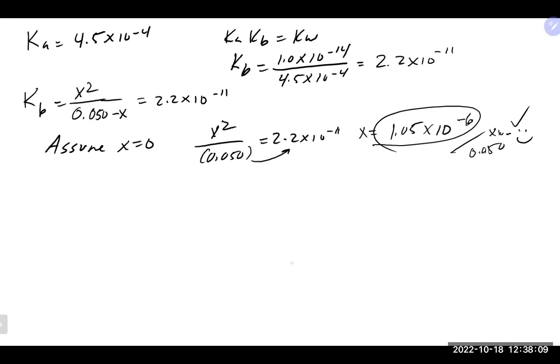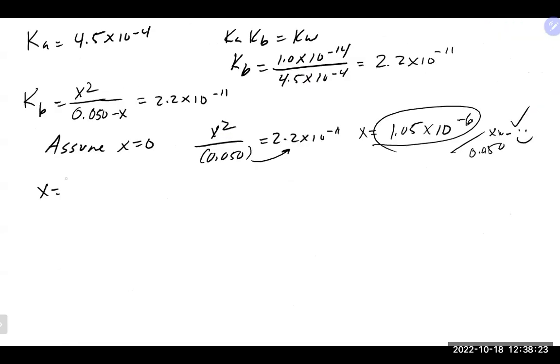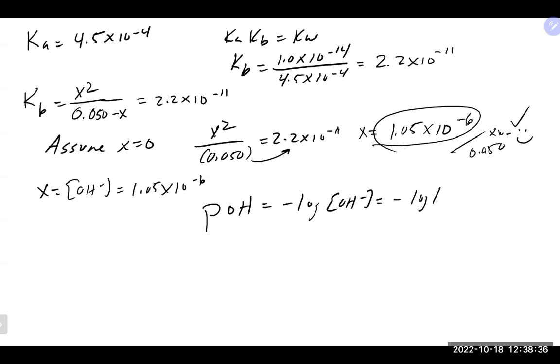That means that this value here is going to equal, if we go back to our table, not the H plus, but the hydroxide concentration. So again, important to remember. That x will equal the hydroxide concentration, 1.05 times 10 to the minus 6. That's going to give us a little pOH action at this point. And that pOH there will be 5.98.